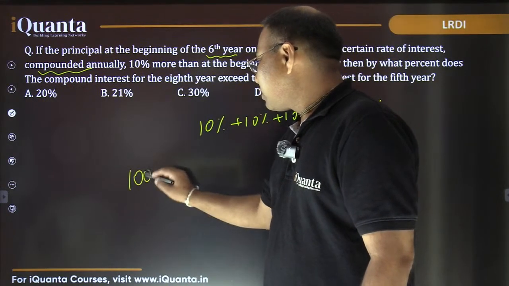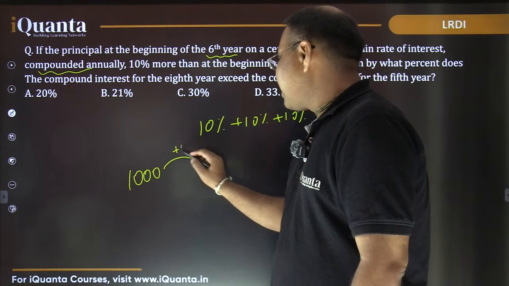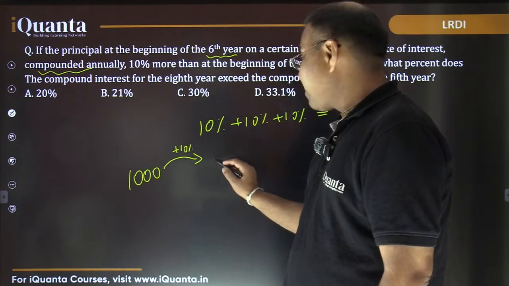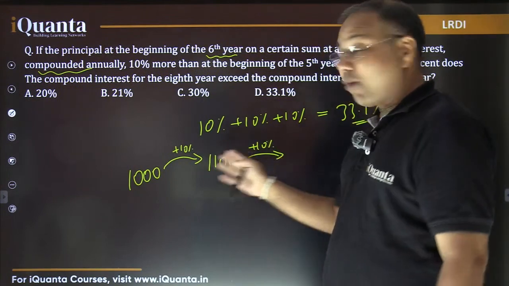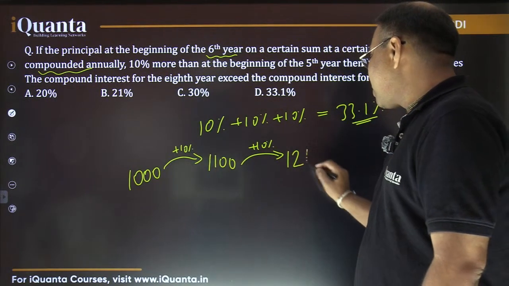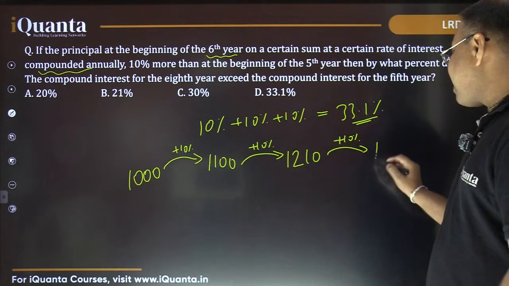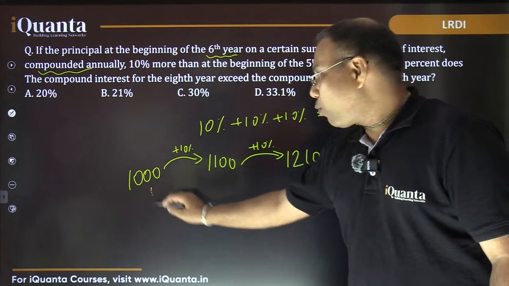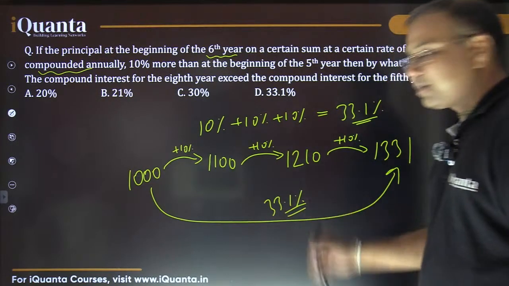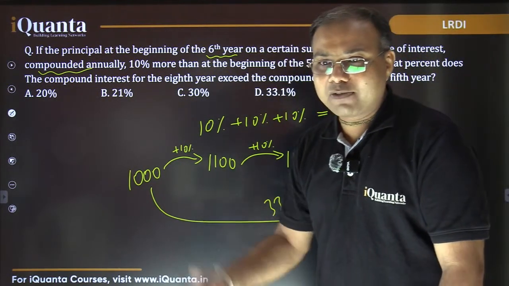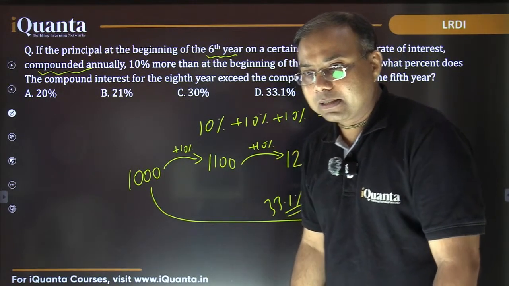Let it be 1000. So 1000 पे जब 10% interest मिला, increasing it by 10%, it becomes how much? It becomes 1100. Then again increasing it by 10%, so 110 is being added, it will become 1210. And finally again when 10% is being added, so now 121 is being added, it will become 1331, isn't it? So 1000 to 1331, it is 33.1% increase. Is it fine? So there can be various ways certainly. Okay, you can use multiplying factor also, perfectly fine.